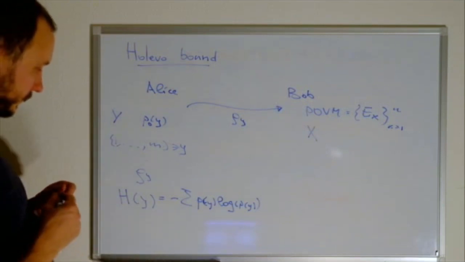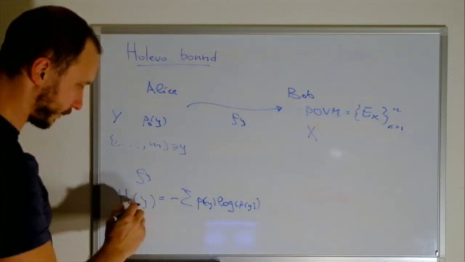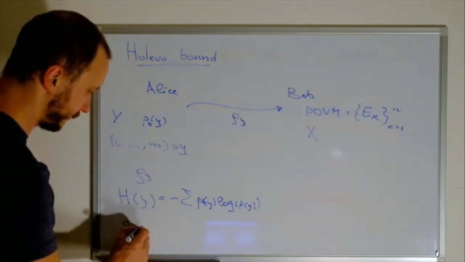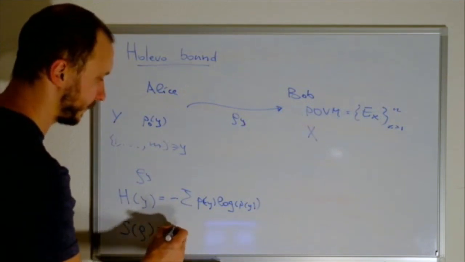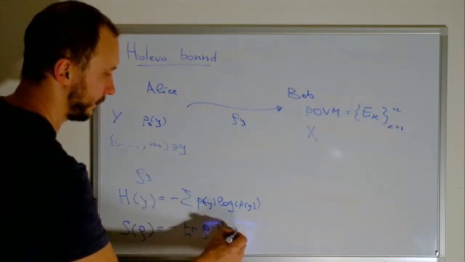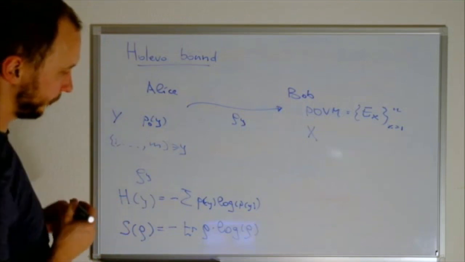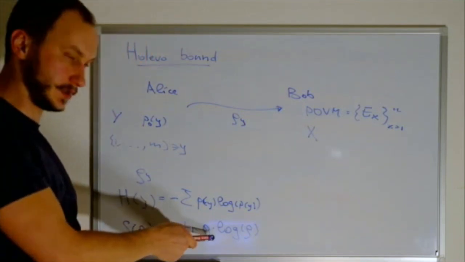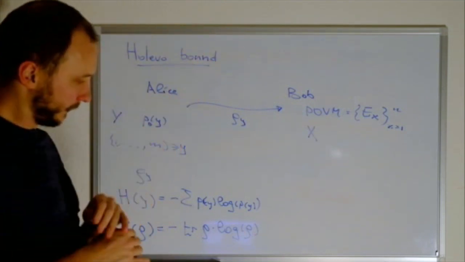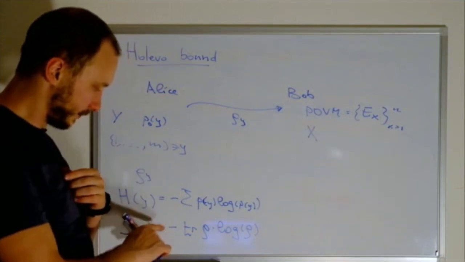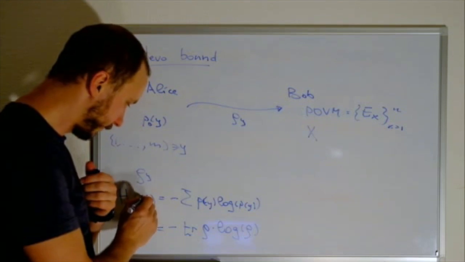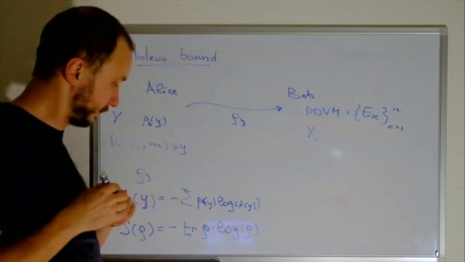Now for a quantum state, we can also define an entropy. This was the Shannon entropy. For a quantum state, this will be the von Neumann entropy, which is minus the trace of rho times log of rho. In other words, if you diagonalize rho, then rho just has probabilities as elements on the diagonal. Then the von Neumann entropy of the density matrix is equal to the Shannon entropy of the probability distribution on the diagonal. Very simply.